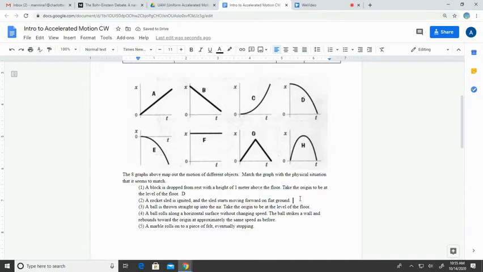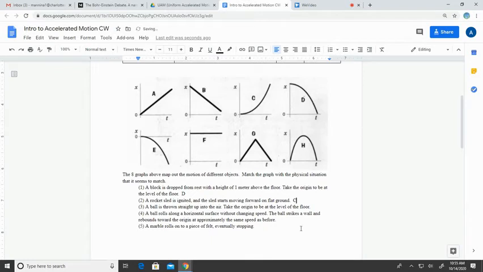A rocket sled is ignited and the sled starts moving forward on flat ground. Now, we haven't talked too much about what is going on here and what physical situations. When we get to our next unit, we will. But I'm willing to bet that most of you decided that a rocket sled will start to speed up once you light it, which means we need a graph that is speeding up. And again, in this case, we can probably assume it's moving forward, so it's moving in a positive direction. So we need a graph that is speeding up in the positive direction. And of all 8 graphs that are up here, the only one that works is C.